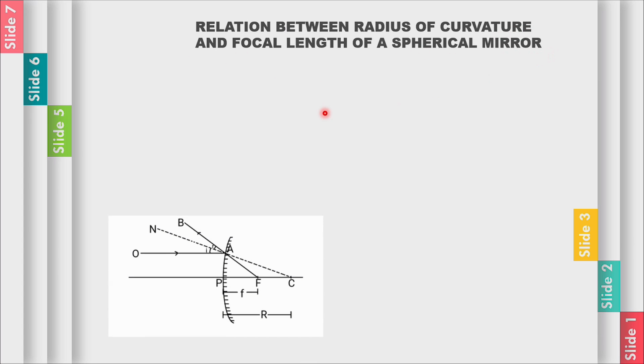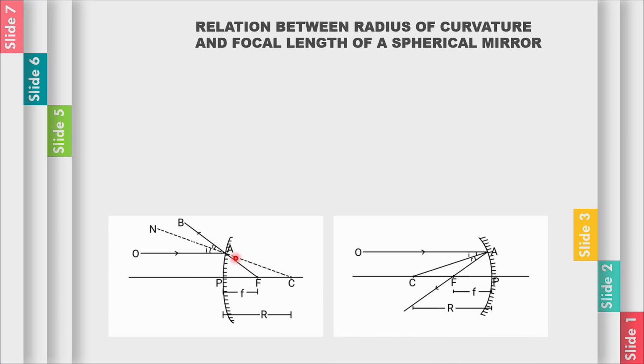Now let us go to the relationship between radius of curvature and focal length of a spherical mirror. See both the diagrams. This is a convex mirror. This is a concave mirror. What is the radius of curvature in the diagram? PC, in both cases. And PF is the focal length of a spherical mirror.